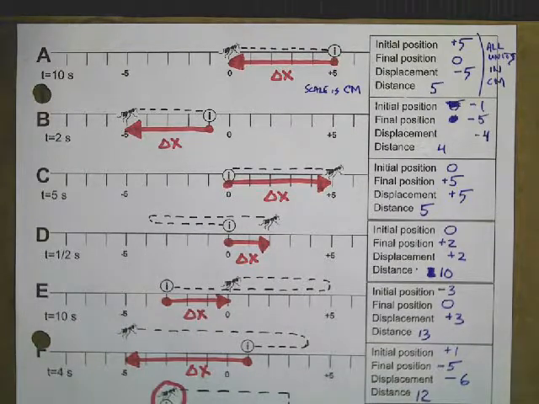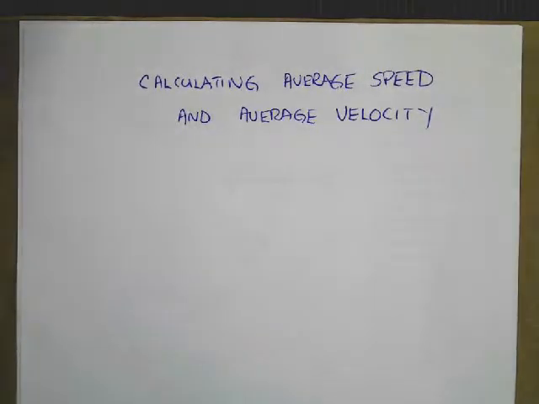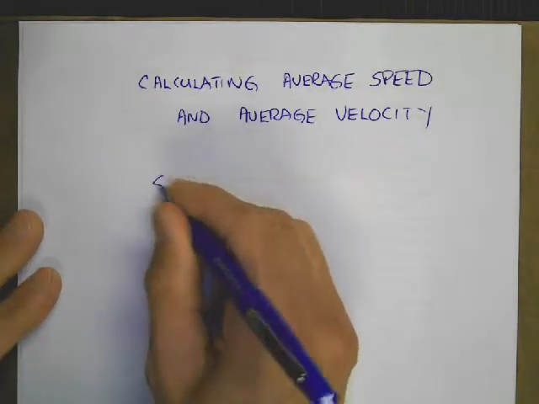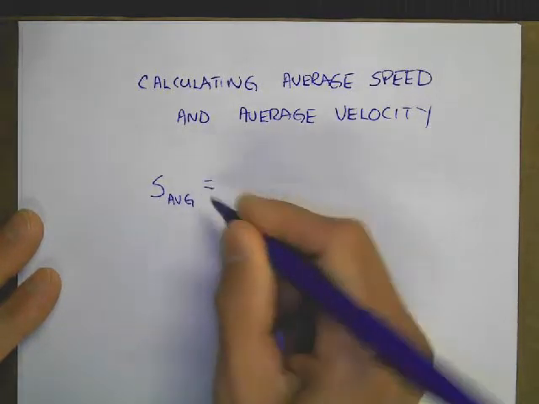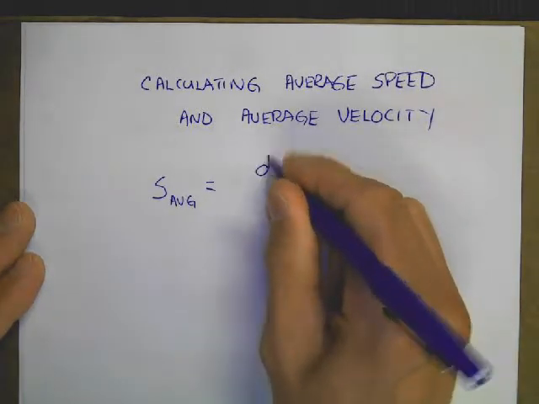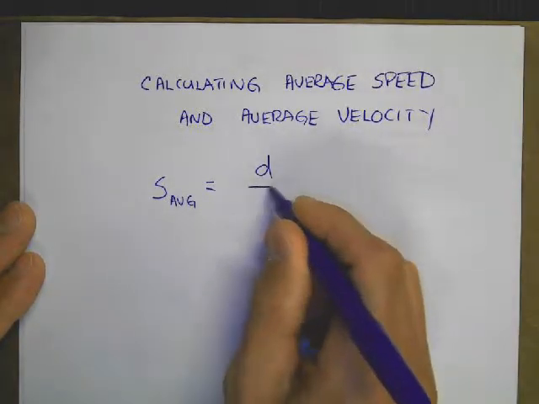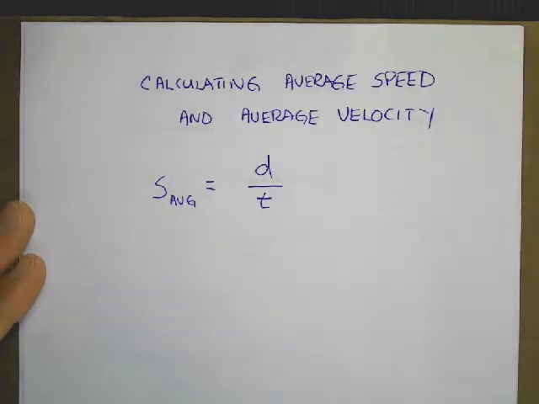Okay. So we're going to add something to this sheet right now. Let me just give you a quick pair of formulas. At this point, I'm just going to add the formulas for average speed and average velocity. The formula for average speed could be written S for speed, AVG is my subscript that represents average. And the way that you find average speed is to take the total distance and you divide it by time.